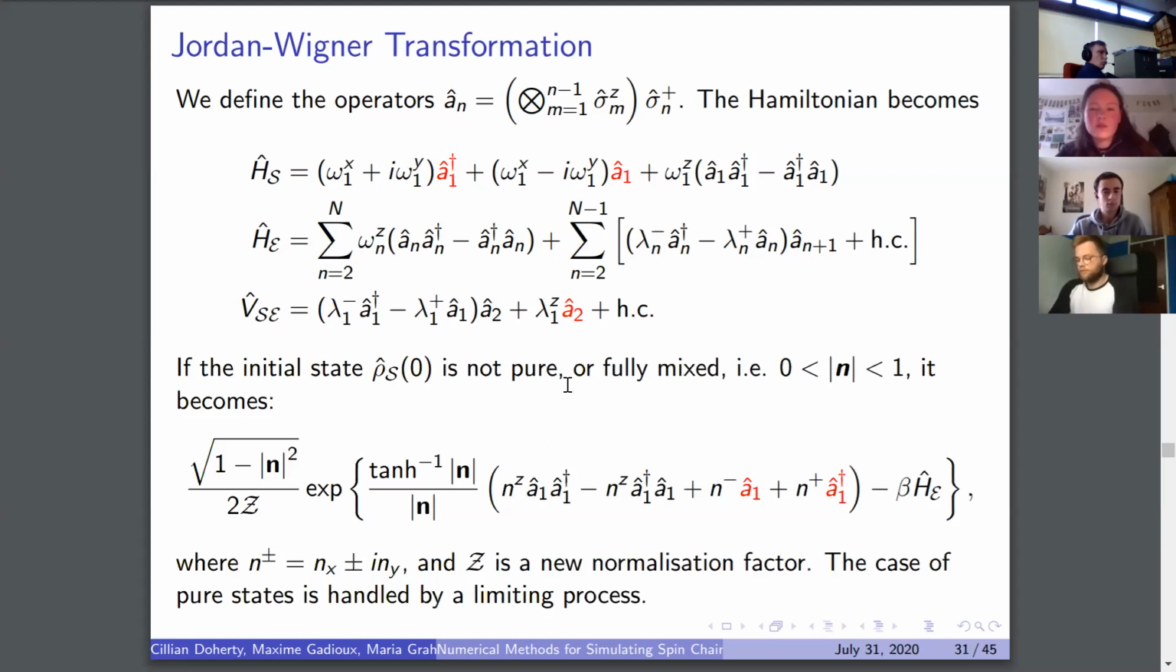And it's worth pointing out that this only works if the initial state of the system, that is of the first spin, isn't pure or fully mixed. So you need the magnitude of the Bloch vector to be strictly between 0 and 1. If the magnitude is 1, then you have a pure state. And if it's 0, it just means it's fully mixed. And it causes issues here, because this constant here isn't defined if the magnitude is either 0 or 1.